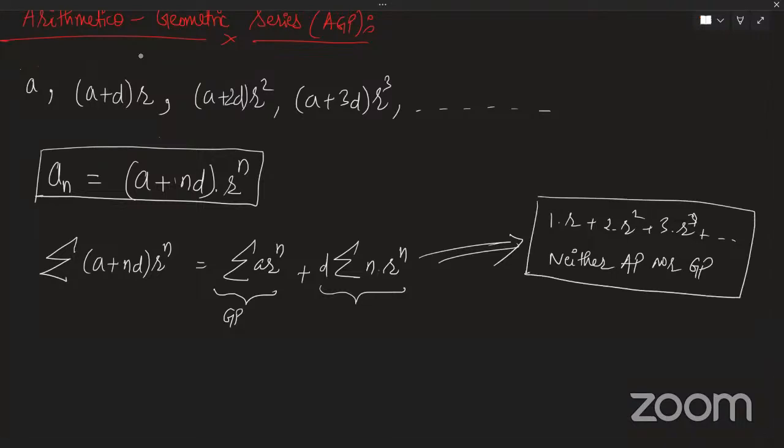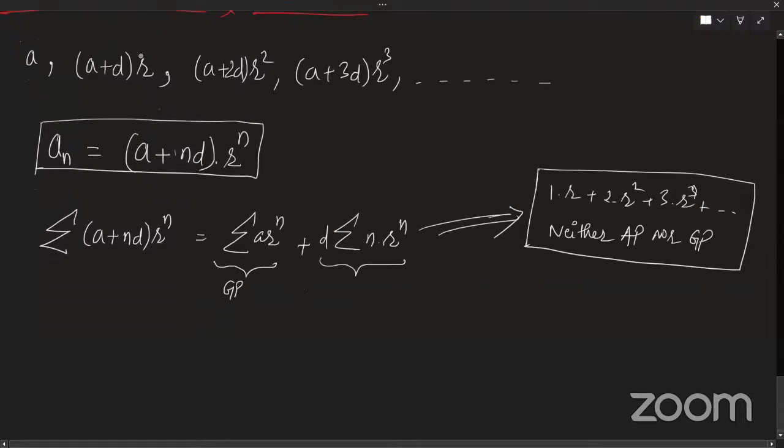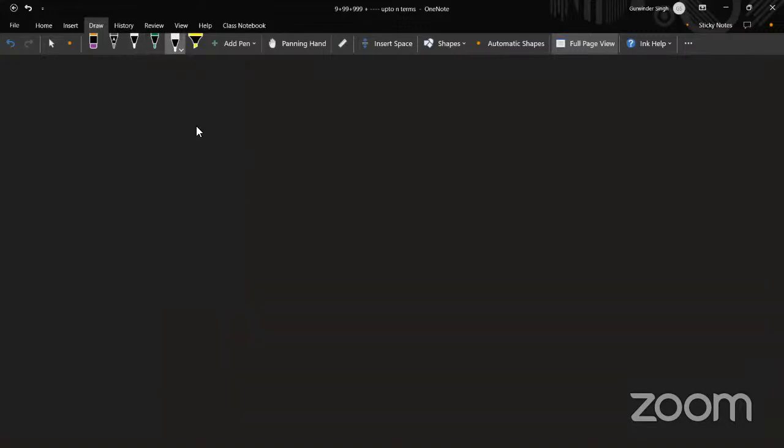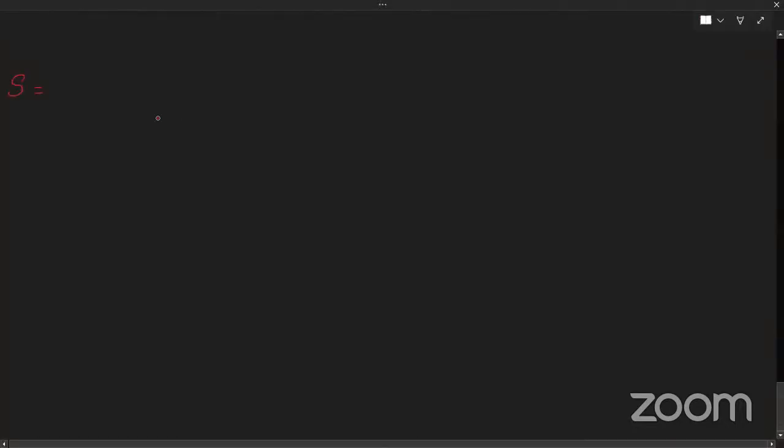So we have a special technique to take the sum of its n terms. What is that technique? I'll just tell you right now. So S is equal to A plus (A + d)r plus (A + 2d)r squared plus (A + 3d)r cube, and so on up to... what will be my last term? My last term will be A plus nd.